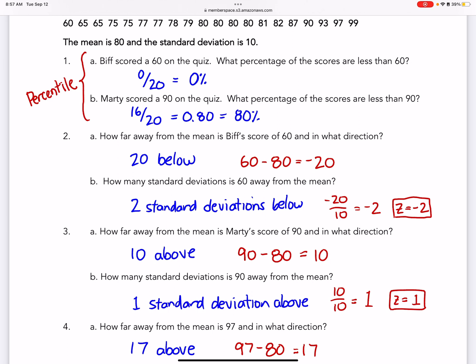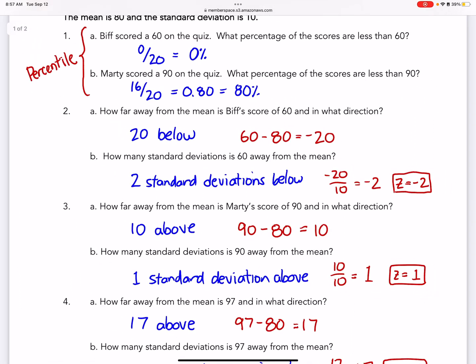Basically what I'm doing is I'm converting euros to dollars. So I have -2, because that means that's 2 standard deviations below the mean right here. And that is called a z-score. A z-score is how many standard deviations I have. And if it's negative, it's below the mean. If it's positive, it's above the mean.